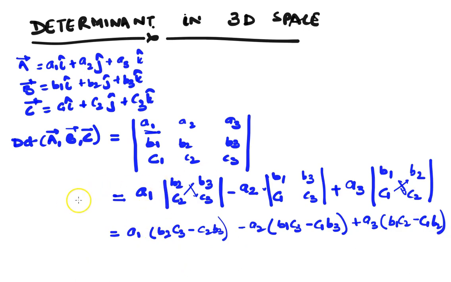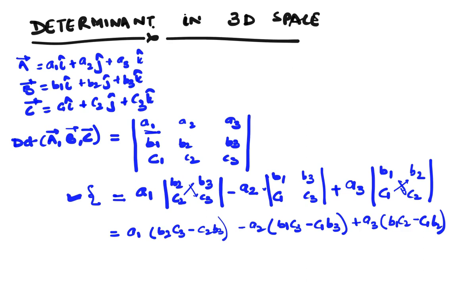Great. So I think you should not remember this big formula, but you should remember this rule, right? If you have three vectors in space, then the determinant of those vectors is given by A1 times the determinant of the remaining two, minus A2, ignoring the row and column which contain A2, and then taking the determinant of the remaining, plus A3 and so on.